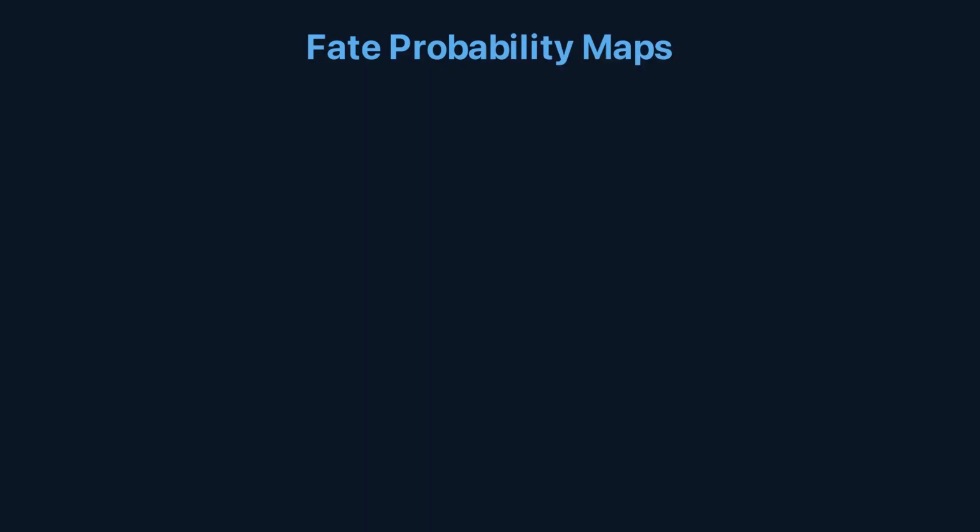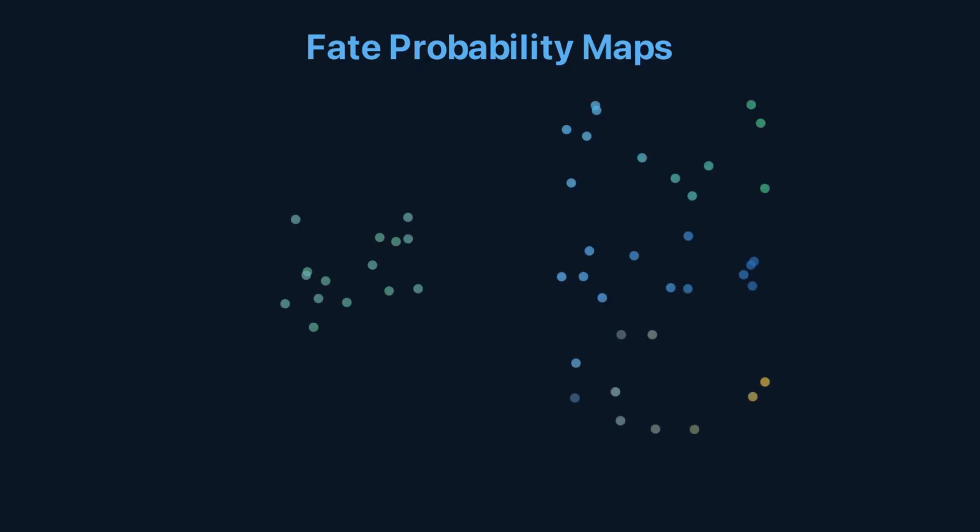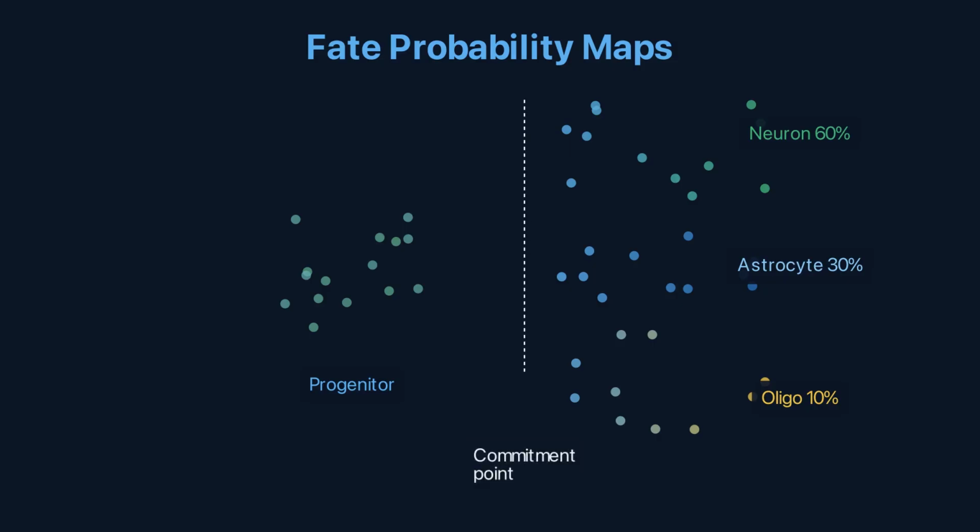A progenitor in the optic nerve head might have 60% probability of becoming a reactive astrocyte, 30% of becoming a quiescent astrocyte, and 10% of remaining a progenitor. The commitment point is where the dominant probability crosses 50%. The cell is now more likely to reach one fate than any other.